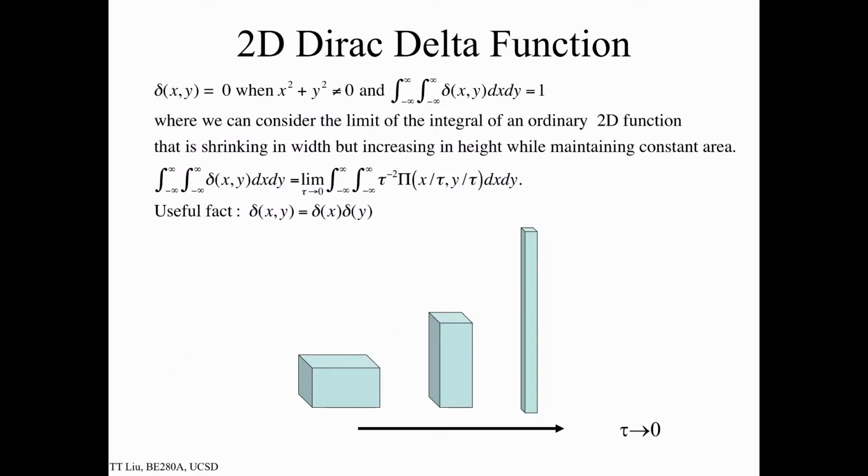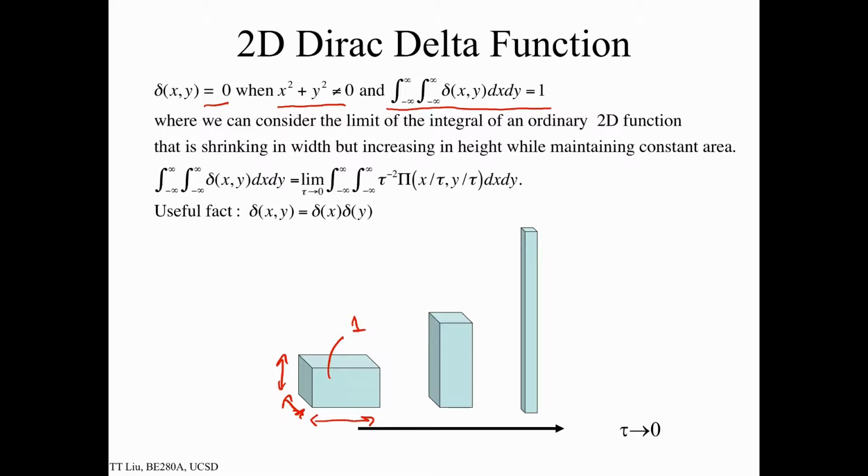In 2D, we have a similar picture where the Dirac delta function is equal to 0 everywhere except once again at the origin. And its integral over all space is equal to 1. And once again, we can consider the limiting case of an ordinary 2D function, which in this case is shown by this cube, which would have, for example, some base and some height, such that the area under this thing is equal to 1.